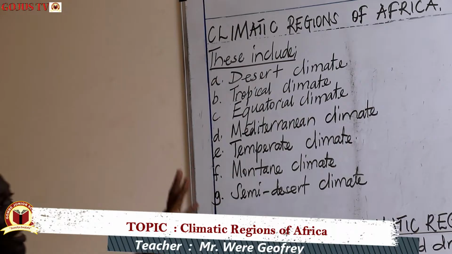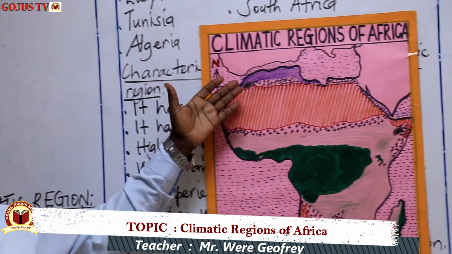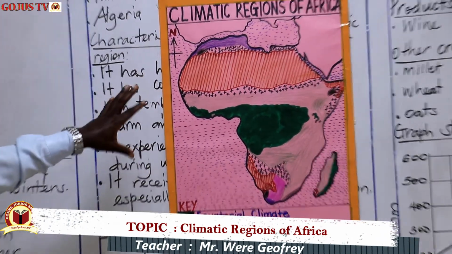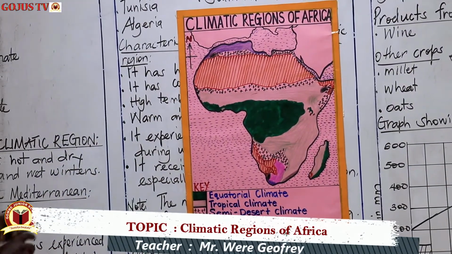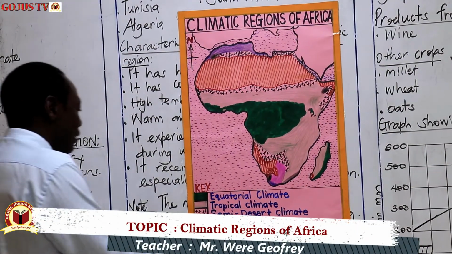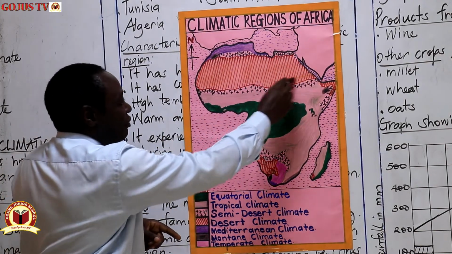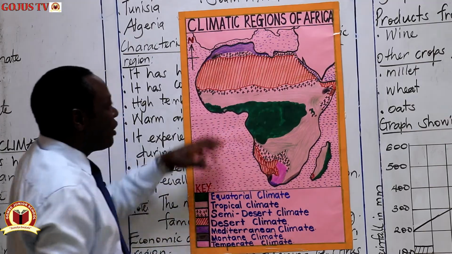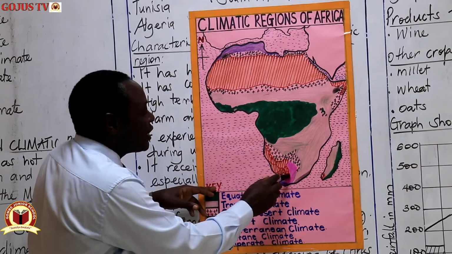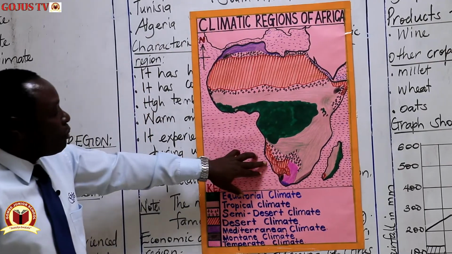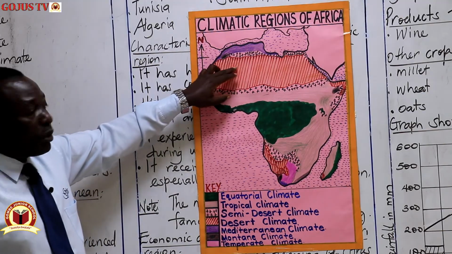Now, let us look at these regions on the map of Africa. This is a map of Africa showing all the climatic regions. The first one, just as I said, is desert. This is the desert climate. This is the Sahara Desert. We have also another desert in the southern part of Africa. So these are desert climatic regions.